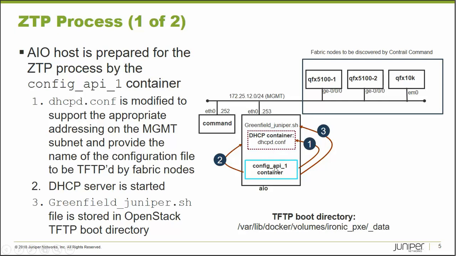There's also OpenStack running on the AIO server, and OpenStack installs automatically with TFTP enabled. And that's what we have here, the TFTP boot directory, where files are downloaded or uploaded from, which is /var/lib/docker/volumes/ironic_pxe_data. This is the TFTP boot directory. So what's going to happen when you launch the Greenfield Underlay, the first thing that happens, because initially when the AIO box is installed, the DHCP container is not running.